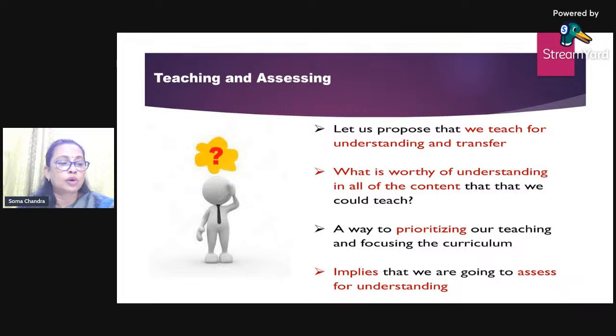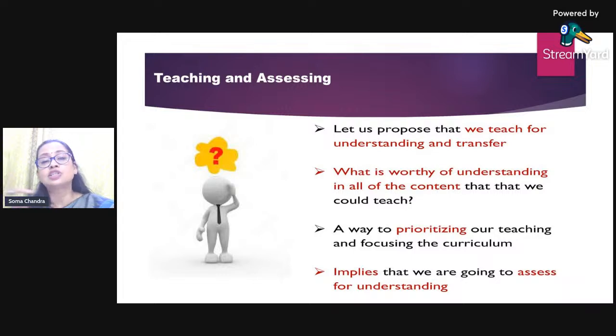Implies that we are going to assess for understanding. What? Teach them a concept. Do not take up the back exercises or back questions only for the testing. Give them different kinds of questions. That way you'll be able to assess how much your children have grasped. How deep is their understanding?